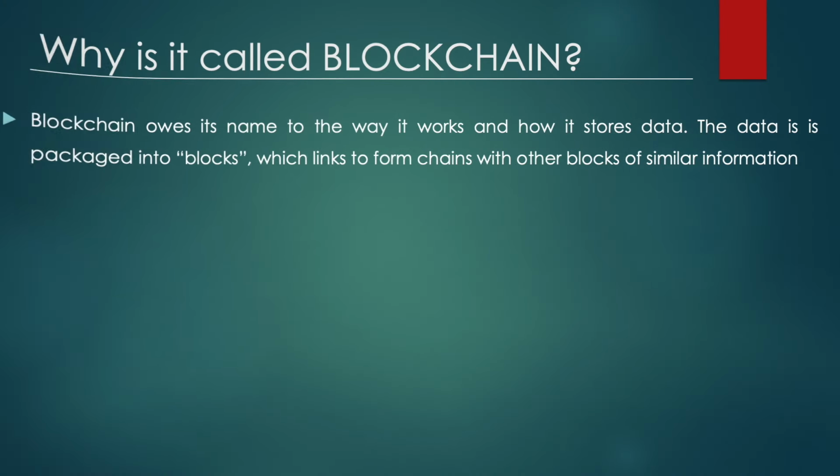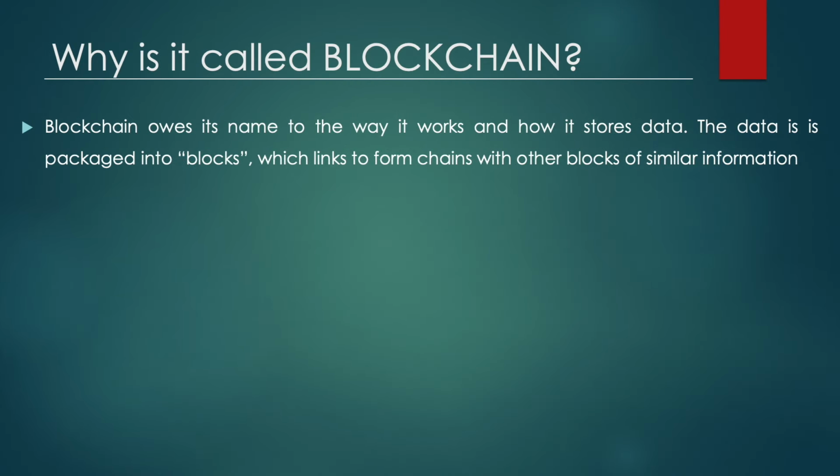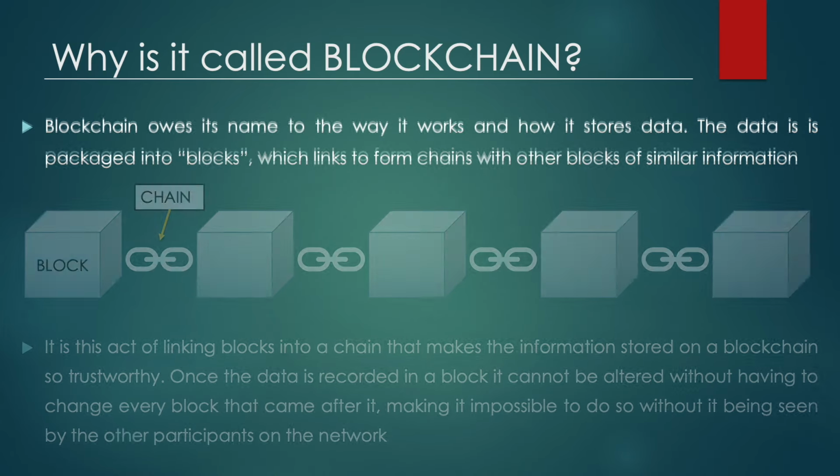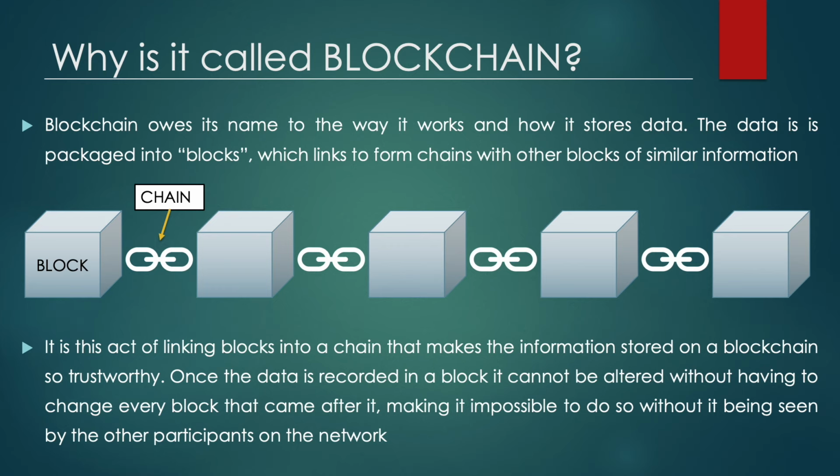Why is it called blockchain? Blockchain owes its name to the way that it works and how it stores data. The data is packaged into blocks, which link to form chains with other blocks of similar information. It is this act of linking blocks into a chain that makes the information stored on a blockchain so trustworthy. Once the data is recorded in a block, it cannot be altered without having to change every block that came after it, making it impossible to do so without it being seen by the other participants in the network.